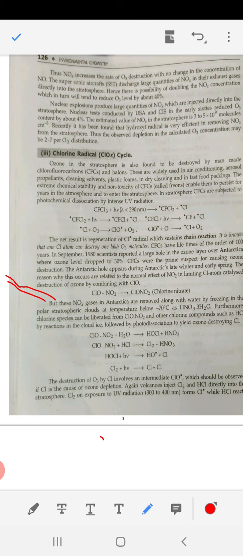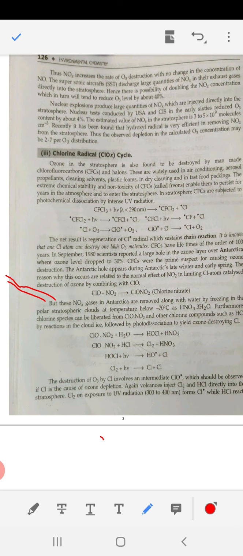First, CFCl3, chlorofluorocarbon, absorbs radiation greater than 290 nanometer and is converted into CFCl2 free radical and Cl free radical. This CFCl2 free radical absorbs one quantum of radiation and is converted into CFCl free radical and Cl free radical. CFCl free radical absorbs one quantum of radiation and is converted into CF free radical and chlorine free radical. And then chlorine free radical reacts with ozone to form ClO free radical and oxygen.